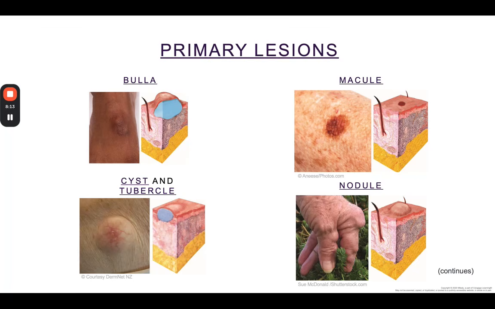And you can also take a look at the graphics here and see how each one of these primary lesions actually affects the skin from the epidermis to the epidermis, okay? If you have questions, make sure that you drop us comments below.